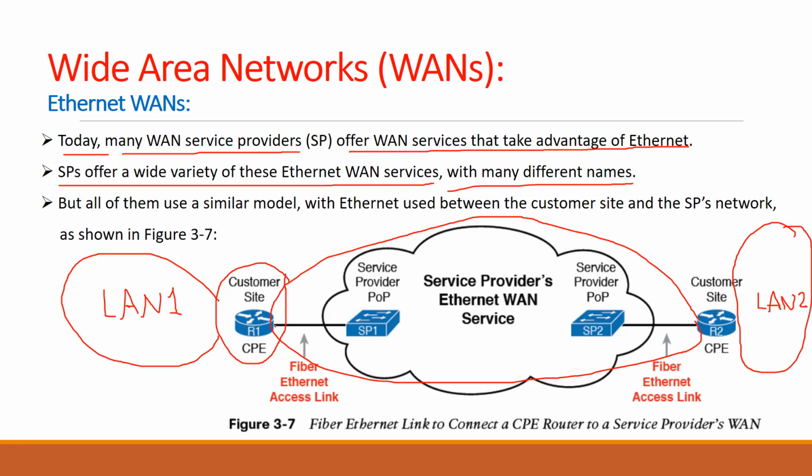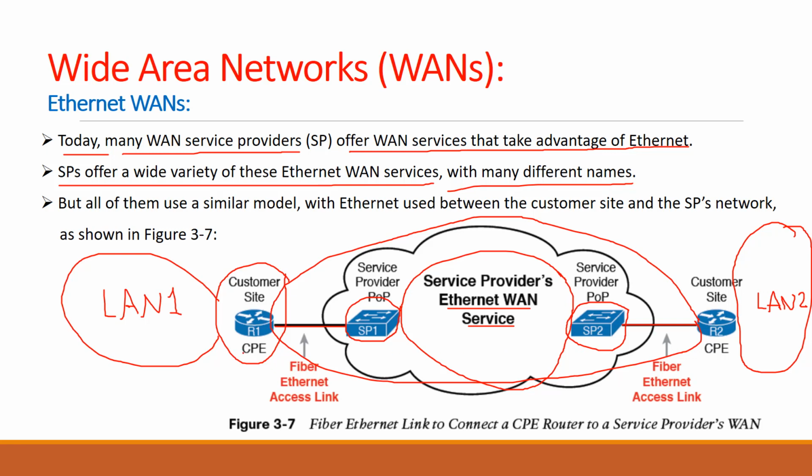All you have to do is to connect a physical fiber cable between router 1 and the service provider switch. We call it the service provider point of presence. And similarly on the other side, connect router 2 through a fiber cable to the service provider switch, or the point of presence, and the Ethernet WAN service of the service provider will deliver the packets successfully between the two endpoints.